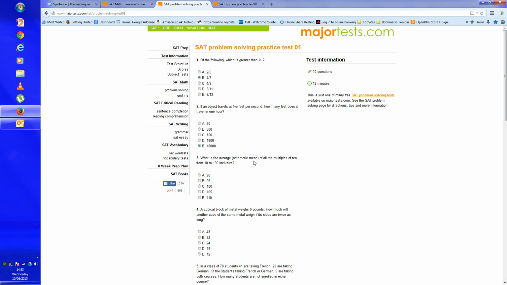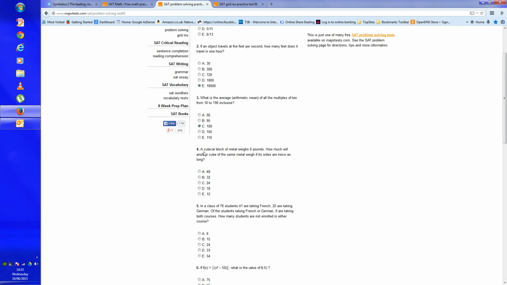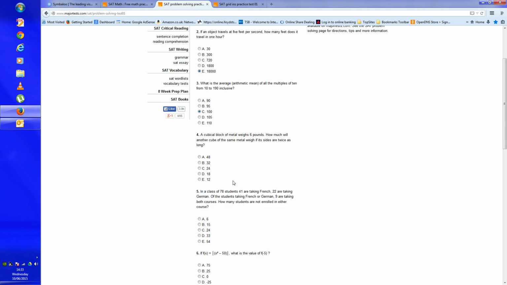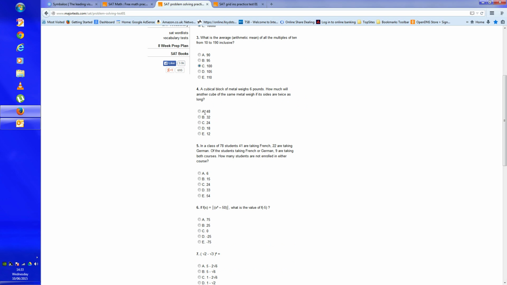What is the average arithmetic mean of all the multiples of 10 from 10 to 190 inclusive? I believe 100. A cubical block of metal weighs 6 pounds. How much will another cube of the same metal weigh if its sides are twice as long? Okay, that would be 48.